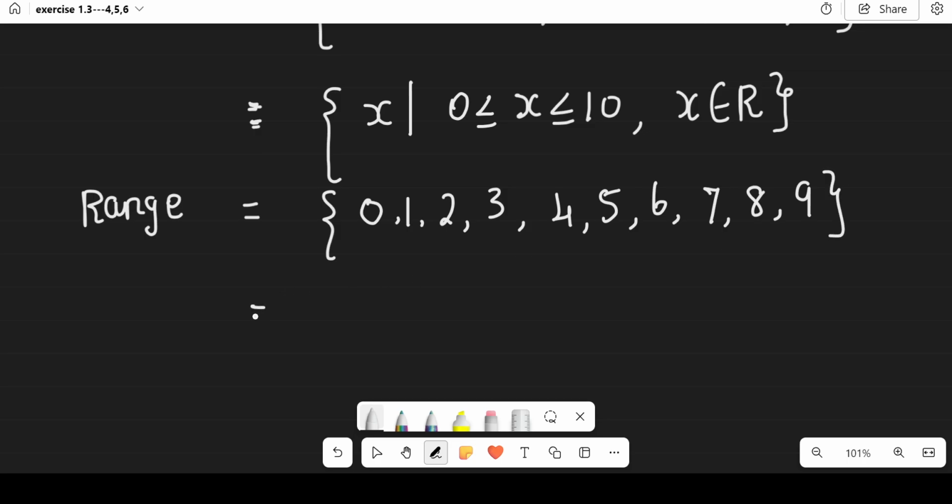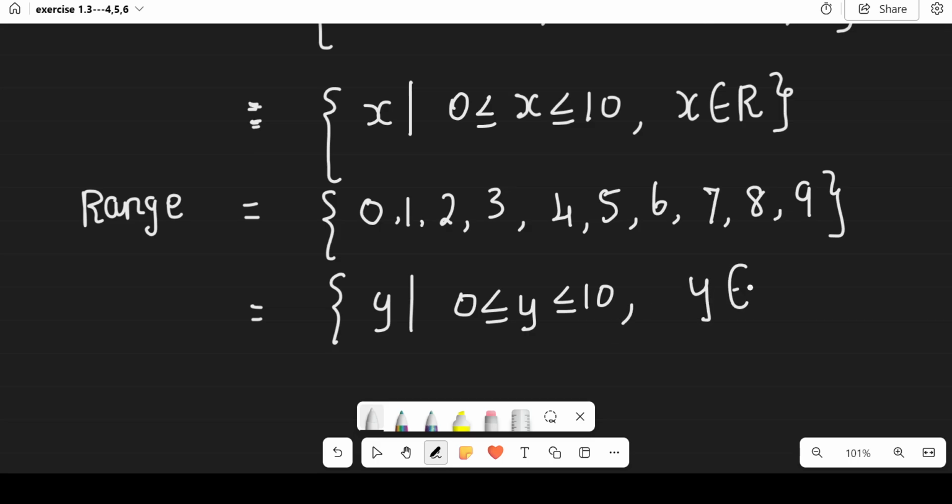So how can we write it in the set builder method? y such that 0 less than or equal to y less than or equal to 10, y belongs to R. This is the set builder method. Okay, this is the answer of range. Next, we can see the next question.